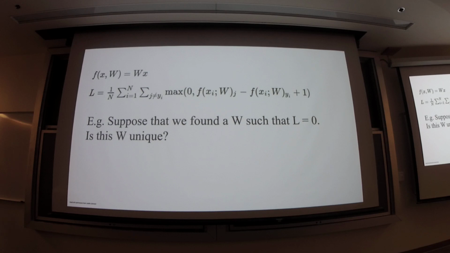So there can always be a better hypothesis. What'd you say? 2W. Yeah. You read my mind. You're right. 2W is also a solution, as is any multiple of this W other than 0.